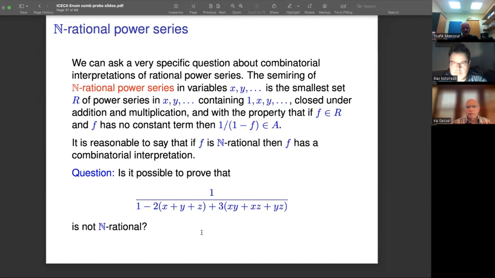And one thing to know about n-rational series is that in one variable, there's a very good criterion. If we have a rational power series with non-negative coefficients, there's a very simple necessary and sufficient condition for it to be n-rational. But as far as I know, there's nothing like that for n-rational series in more than one variable. And I should also mention that there's a very nice article by Mireille Bousquet-Mélou about n-rational power series that you might look at if you're interested in this topic.